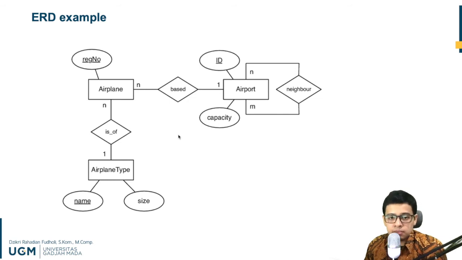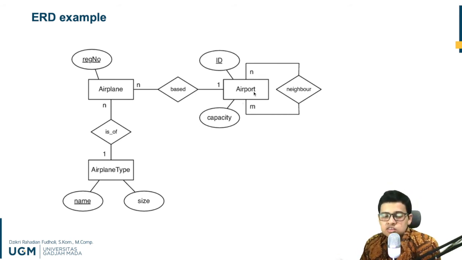This is the example. So we have the entity of airplane here and the airport. These entities have their own attributes. So these ellipses are the attributes, and the connection between airplane and airport is this rhombus. The rhombus is like a diamond here. So the airplanes are based on one airport. And the connection between these two, airplane and airport, is many to one. From airport to airplane, there's one to many. So that's how we read.